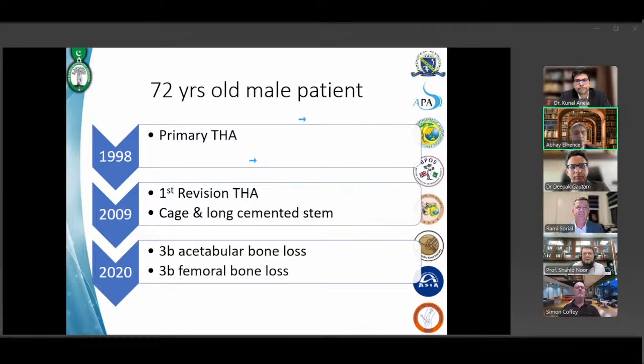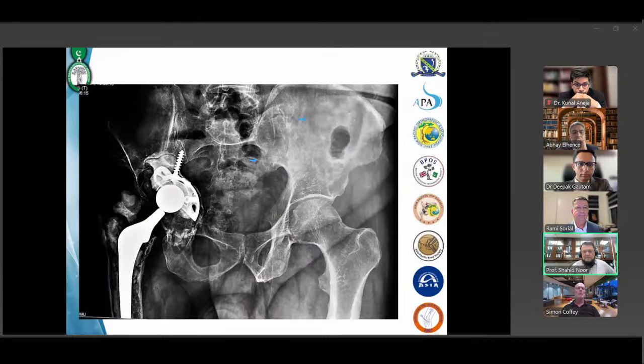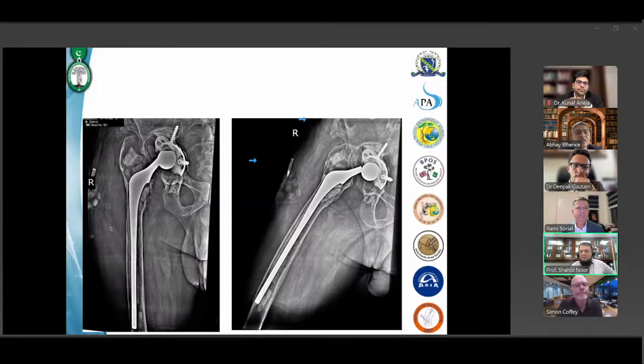Sure, sir. So a 72 year old male patient, in 1998 had a primary total hip arthroplasty, cemented. First revision in 2009, and by 2020 he presented with something like this: 3B on the acetabular side and on the femur as well, 3B. Deepak, it's non-infected, especially on the femur side, 3B bone loss. How do you take on this?